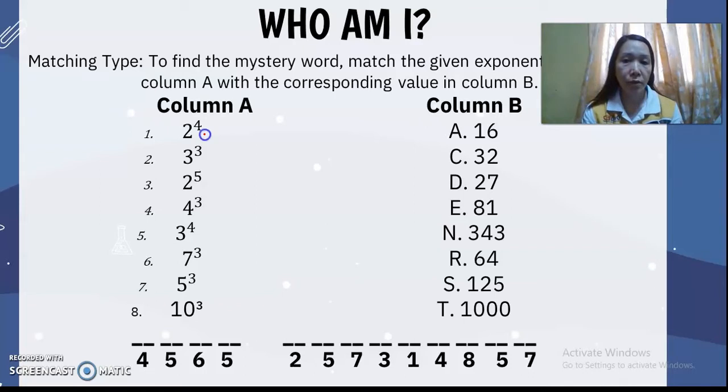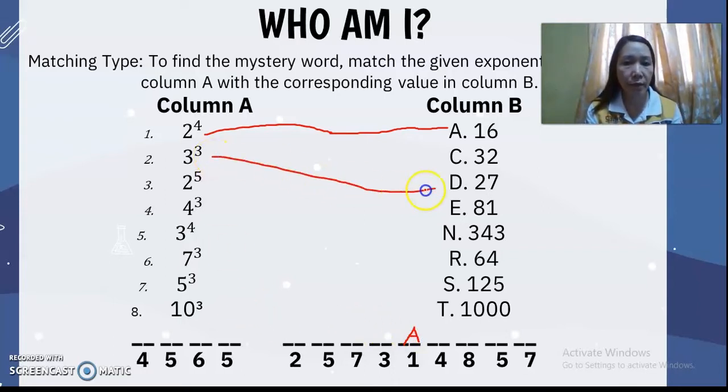So we are going to look for the answer in column B. 16 is located at letter A, and we will write number 1 as letter A here. Next, number 2. 3 raised to 3 means 3 times 3 times 3, which is equal to 27, and that is letter D. So number 2 is letter D. Next, for number 3, we have 2 raised to 5. So 2 times 2 times 2 times 2 times 2 again is 32, and that is letter C for number 3.